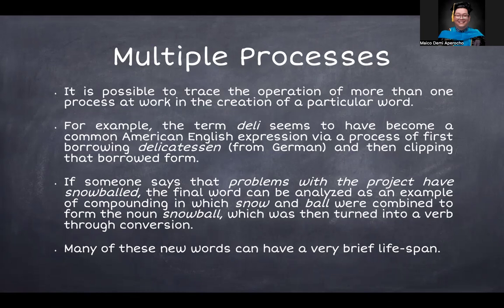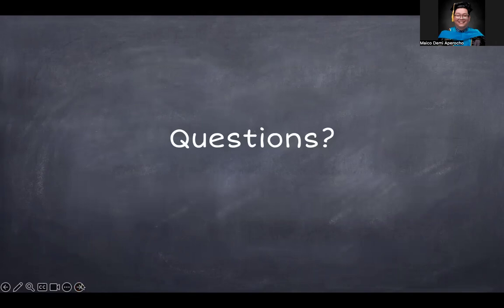Now, many of these new words can have a very brief lifespan also, because of the multiple processes and the ever changing English language. Okay? So I hope that this lecture has been very clear to everyone. And if you have any questions regarding this topic, especially with how morphological processes happen in the English language, please feel free to comment or send me a message.